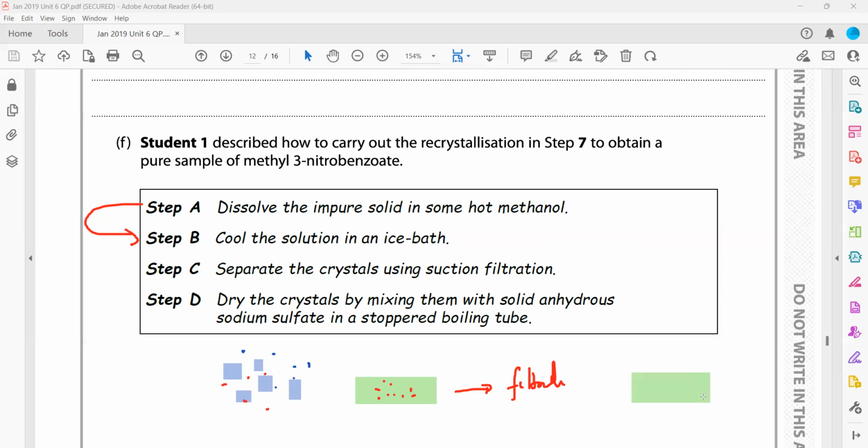And from this solution, when we do crystallization and cool down, the soluble impurities remain dissolved and the crystals will appear on cooling. So the process which is missing here is that there should be a filtration.